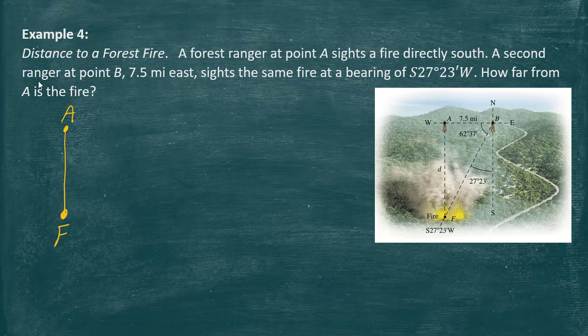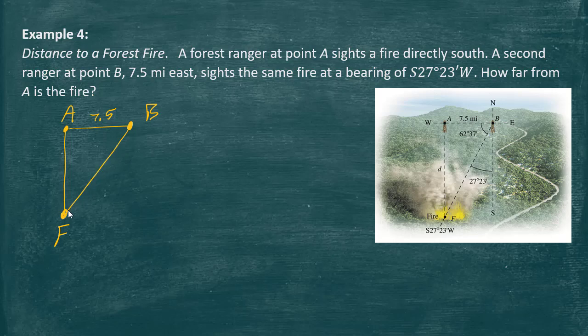And then it says there's a second ranger point at B that happens to be 7.5 miles east of that first forest ranger station. So if I go to the east, that should be going to the right. If I go to the right a little bit, that takes me to this other station B, and it says that was a distance of 7.5 miles.